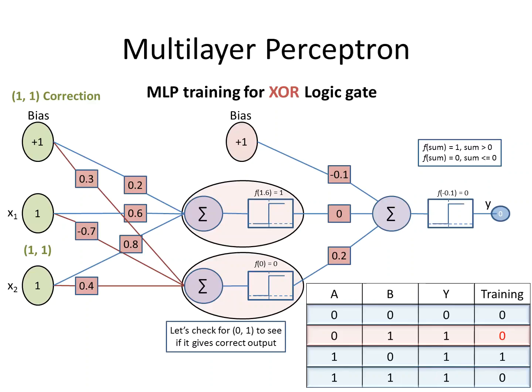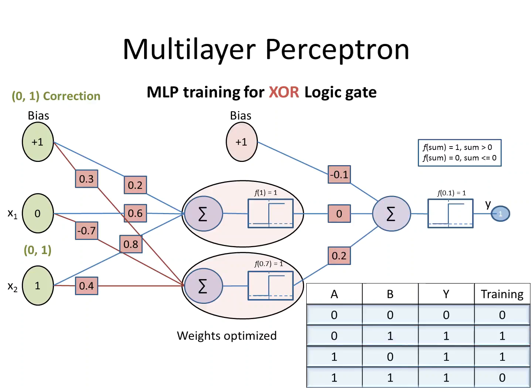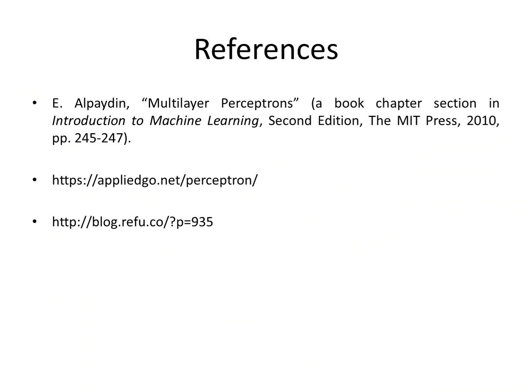Further, now let's check for 0 1 with these modified weights to see if this is giving me the correct output or not. In that case, here it gives me a 1. After passing the threshold function, it gives me the output as 1. For the second neuron, it gives me a 0.7, which is a 1, and after passing through the output layer, it gives me the output as 0.1, yeah, which is correct. So now the weights are also optimized. So this is how the multi-layer perceptron training works, and here I have taken these references, and that's all for now. Jazakallah khair.